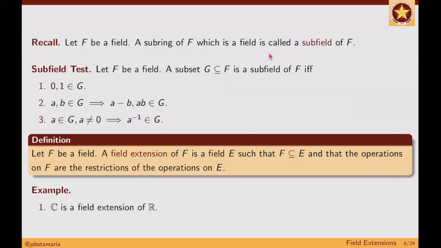Halimbawa, si C ay field extension of R. Now you can check that this is a field extension of Q. Ito yung sinasabi ko kaninang example. In fact, ito yung pinakamaliit na field na magko-contain saan? Sa rational numbers at saka sa number na square root of 2.